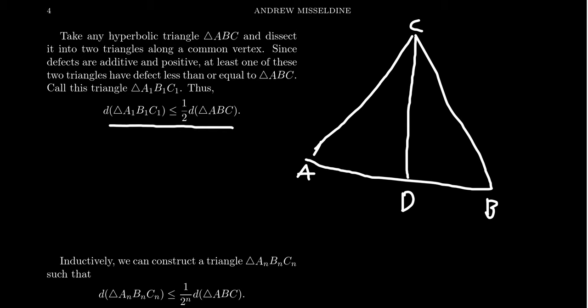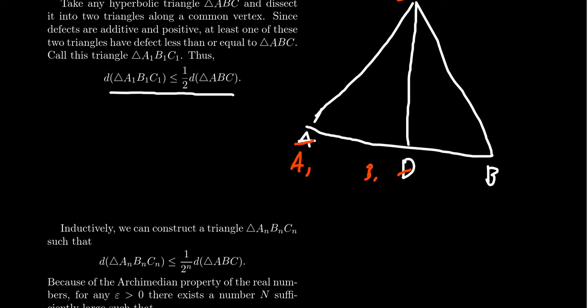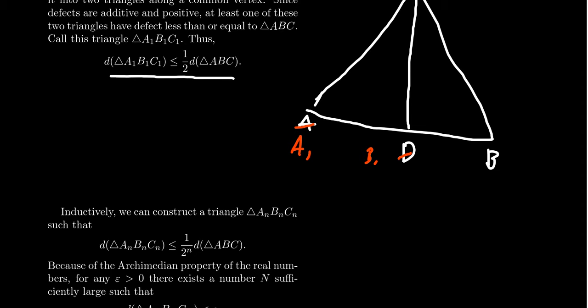Then we can relabel it: this smaller triangle we call A1, B1, and C1, thinking of the first one as A0, B0, C0. And then we can repeat this process, not just do it once, but do it again. So we take this triangle, we cut it right here, and one of these two triangles will have smaller defect. So this one's now A2, B2, and C2. We can do this again, where again one of these triangles will have at most one half of the defect of the original one. So we get C3, A3, and then B3.